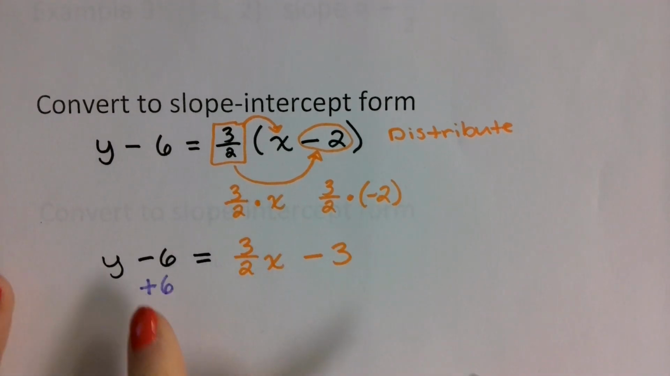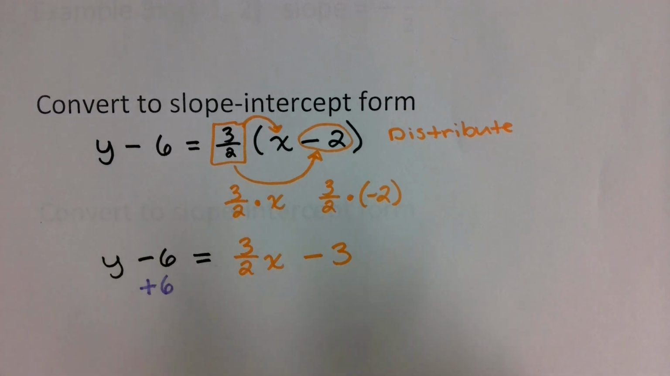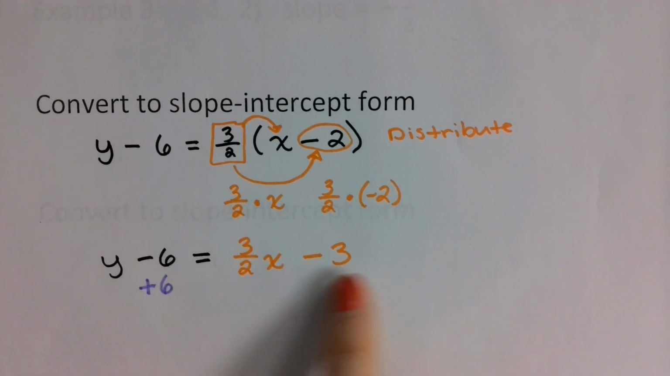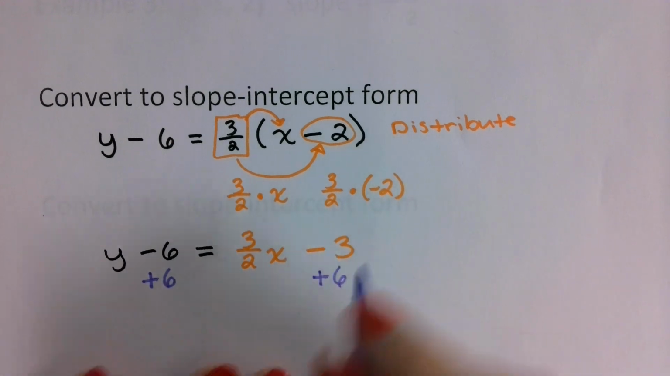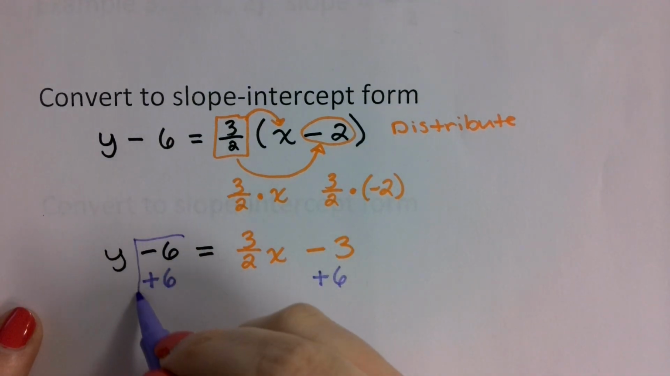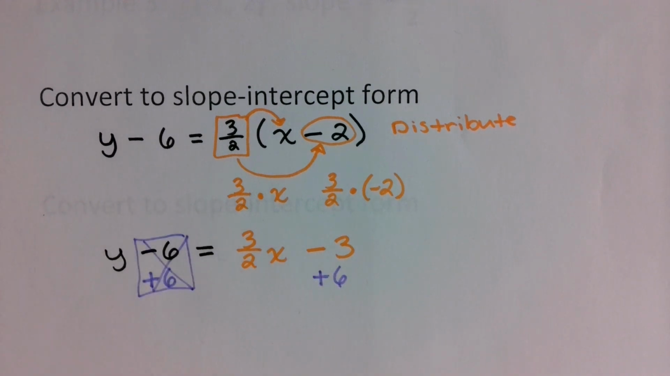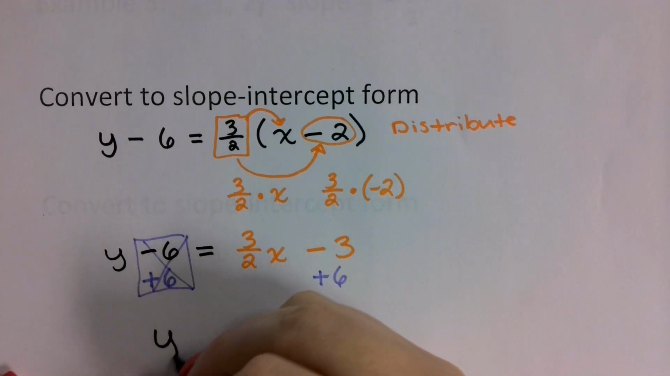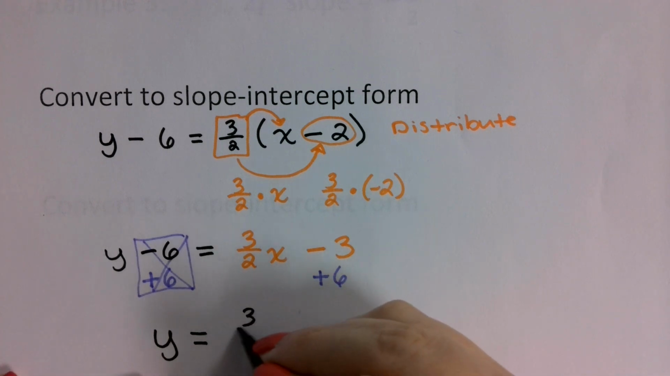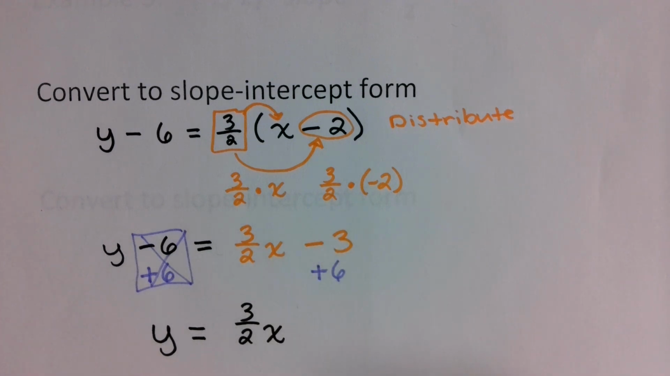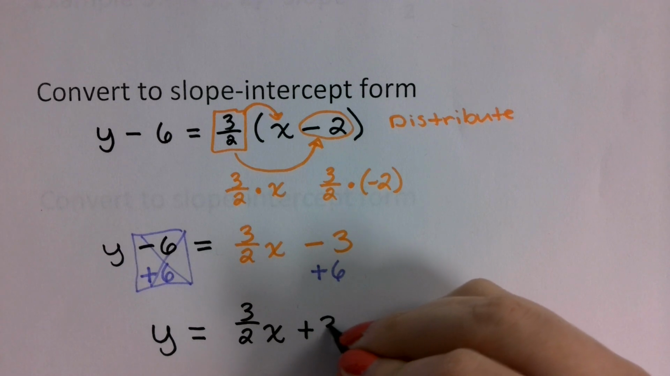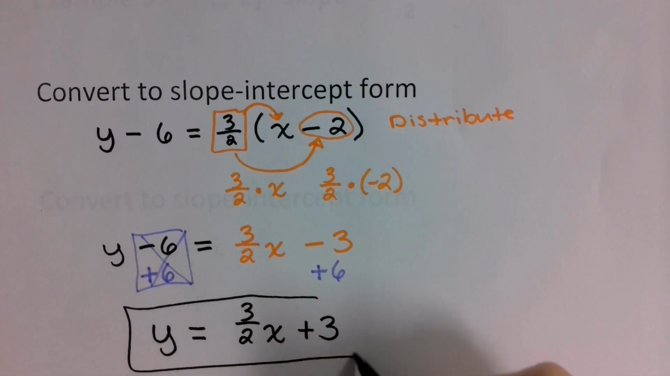Now, addition and subtraction have to happen to like terms. So when I put add 6 on the other side, am I going to add it with the 3/2 x, or am I going to add it with that minus 3? The minus 3, because those are the like terms, aren't they? So I'm going to put plus 6 right underneath where I see my minus 3. I can now go ahead and box these off and cancel them. And what I'm left with is y equals 3 over 2x, and then what is negative 3 plus 6? Positive 3. So I would put plus 3. And there's my slope-intercept form.